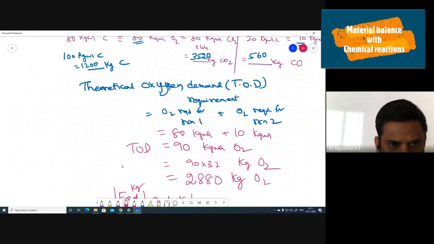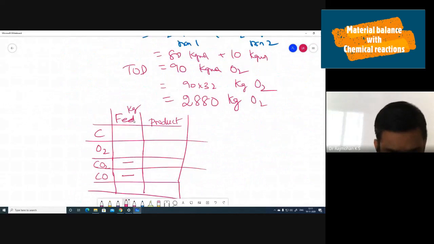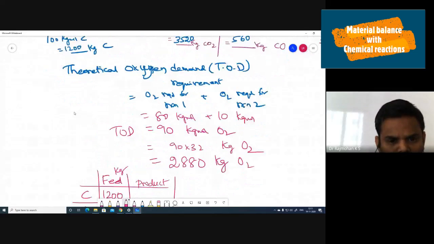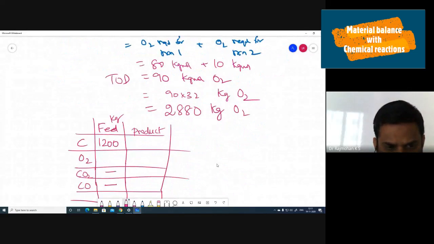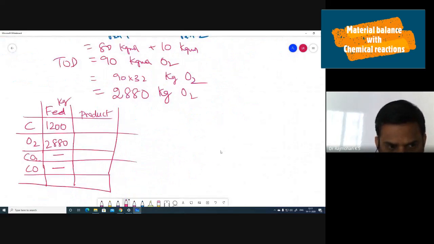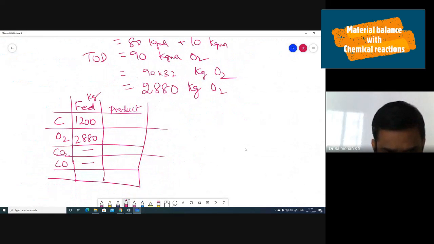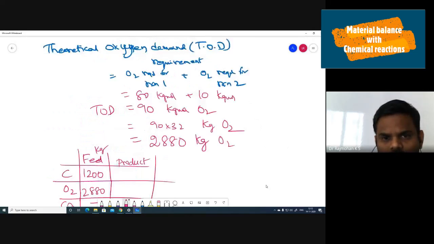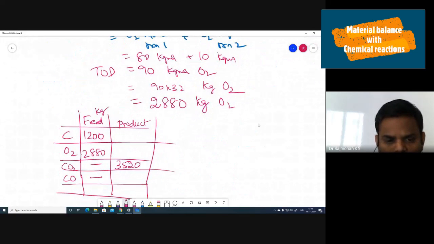Got it? We have 1200 kg of carbon. And how much oxygen do we have? 2880. What is our product? 3520 CO2 and 560 CO.